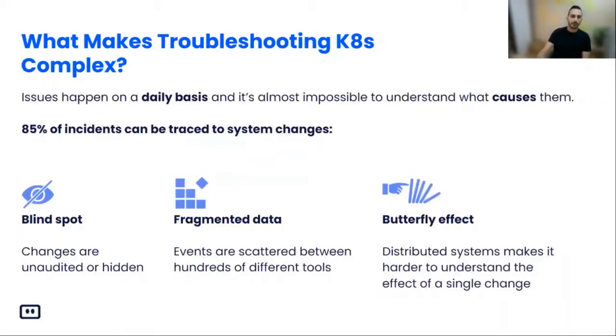So let's talk a bit about why troubleshooting on Kubernetes is more difficult than in other places. From experience, I can say that incidents and issues can happen on a daily basis, if not more frequently. And it's almost impossible to understand what causes these incidents, or at least the root cause of it, which is the important thing. A good majority of incidents can be traced to system changes. Understanding exactly what changed in the last 5 minutes, in the last hour, that caused my system to go down or to be partially available.